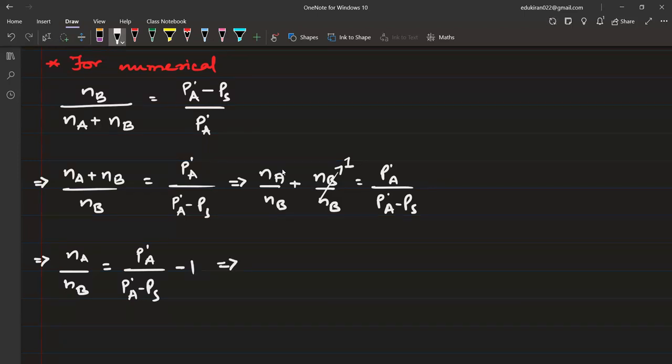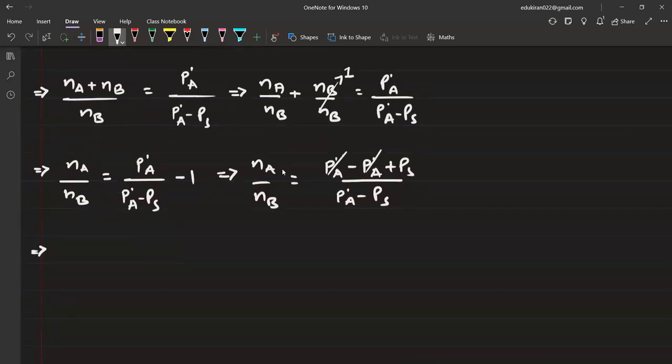Now, I will take the LCM. NA upon NB will be equal to P naught A minus one, which will be minus P naught A, and minus PS minus one will be plus PS, whole divided by P naught A minus PS. Now, as you can see, we can cancel these. P naught A minus P naught A will be zero, and the remaining will be number of moles of A divided by number of moles of B is equal to the P of solution divided by P naught A minus PS.